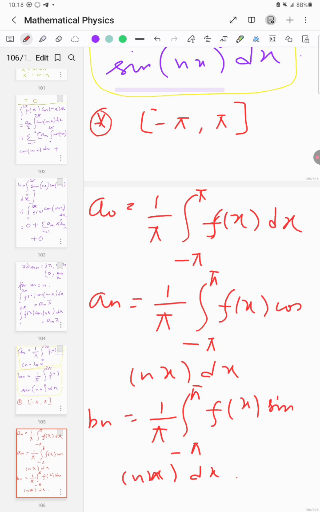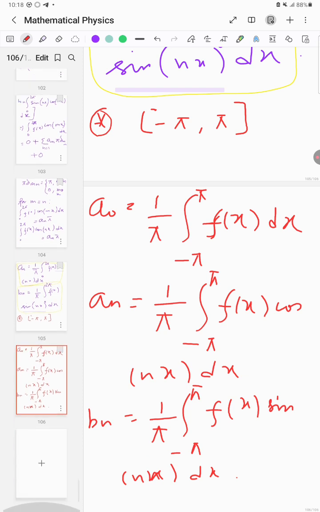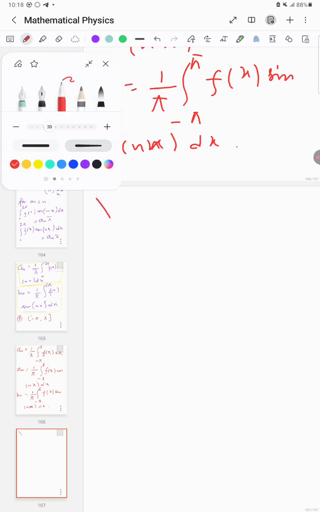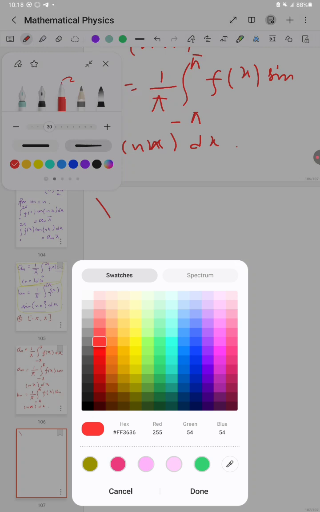Alright, now what if we change the interval to 0 to 2l? Let us change and see. This is another case, so let us change the color at least. Let us use green.